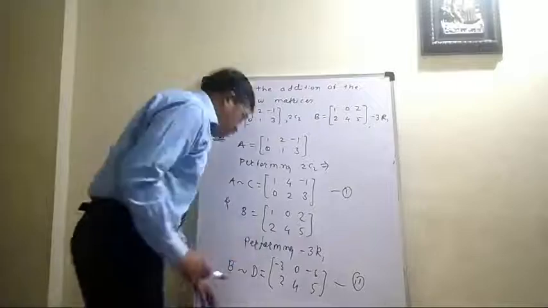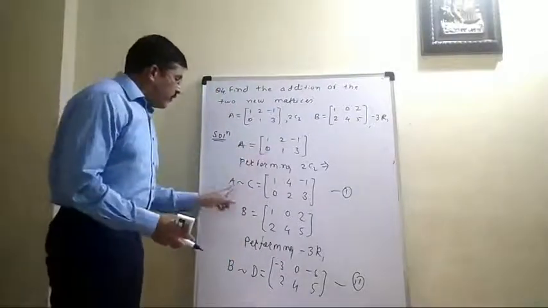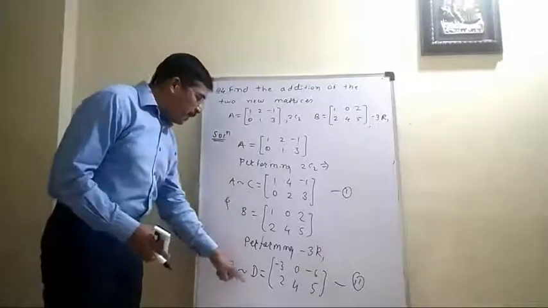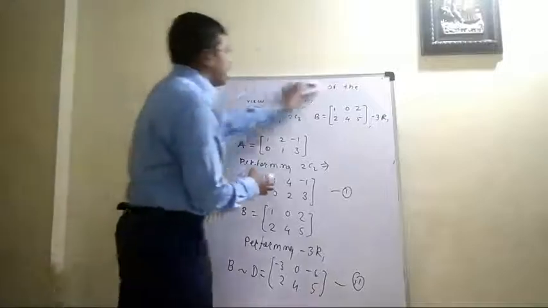Now what is asked here? Now to add C and D. It means after performing the operations, A becomes C and B becomes D. Now you have to add two new matrices C and D. Let us see the next step.